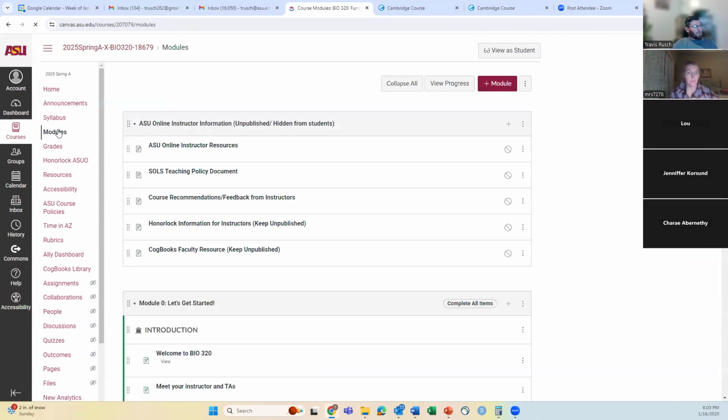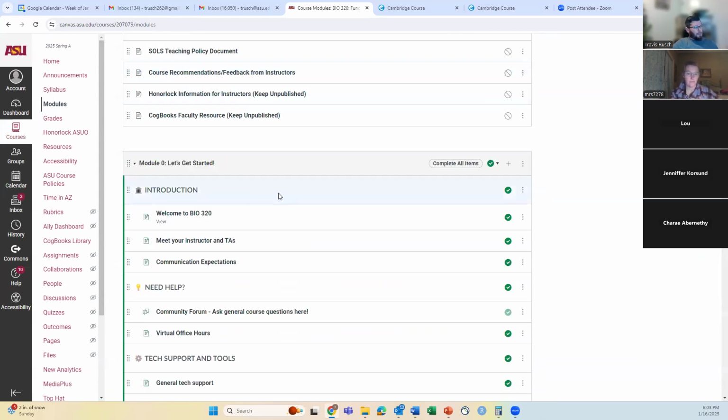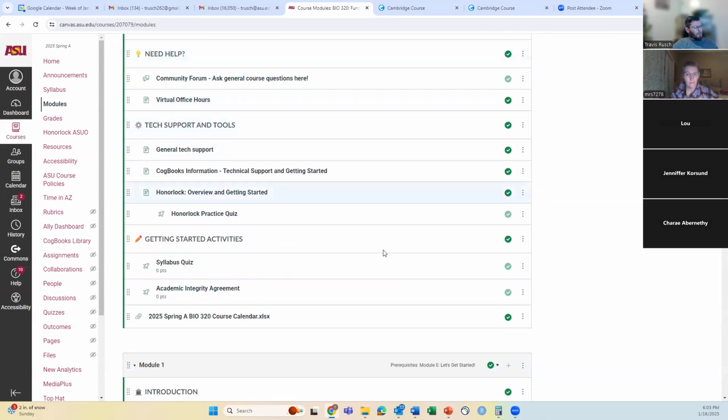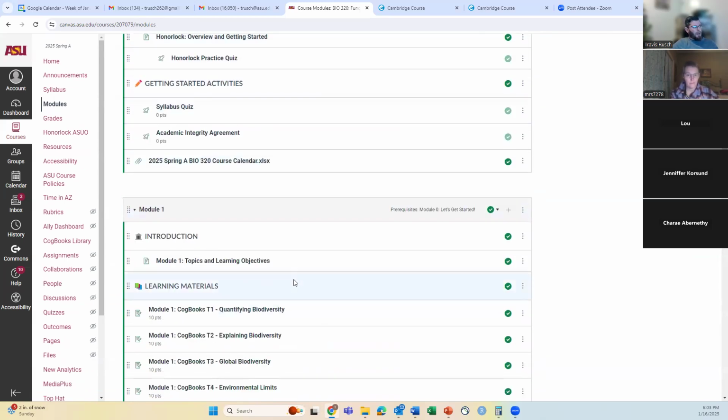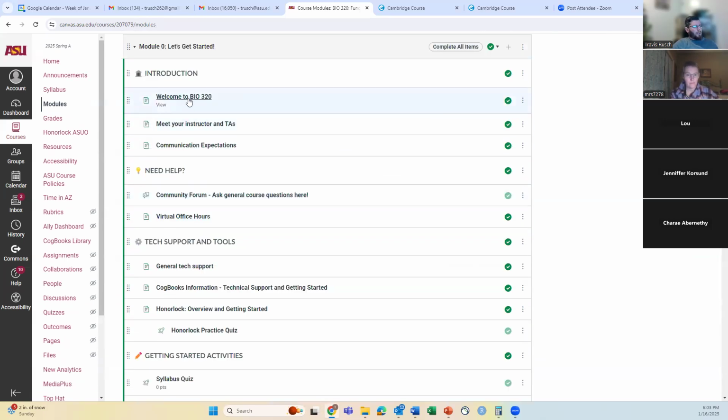This is where it's going to get you into everything. And as a lot of you have already discovered, to get started, you have to start with module 0 and you have to go through all of them and get these green check marks in order to open up the rest of the modules. So once you go through all of this, this has really good information. I talked about the course. There's information on me and the TAs in this class.